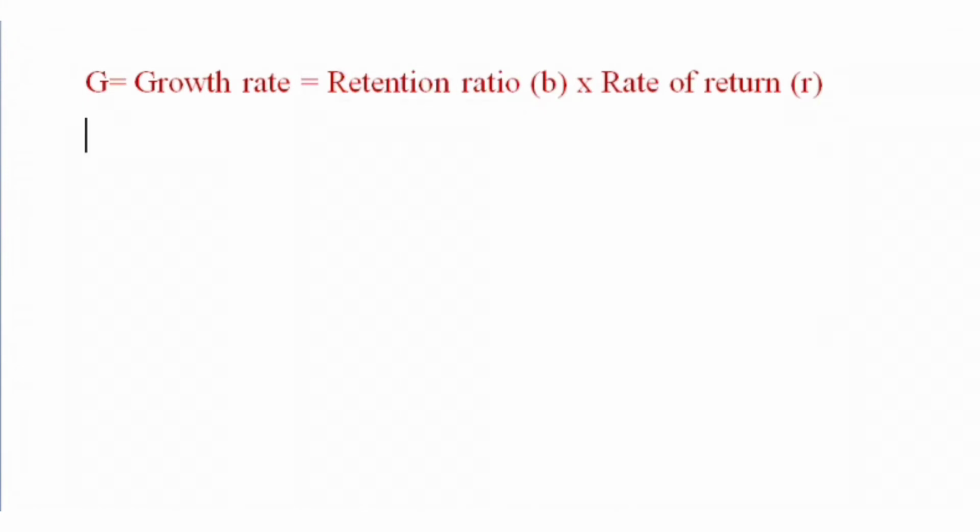Here I mentioned the growth rate, that is G, which is nothing but the growth rate. How will you find out this growth rate? Retention ratio into rate of return, so B into R. Here the retention ratio is 40% and the rate of return is 20%. Therefore the growth rate will be 8%.